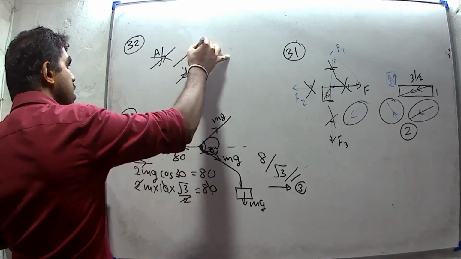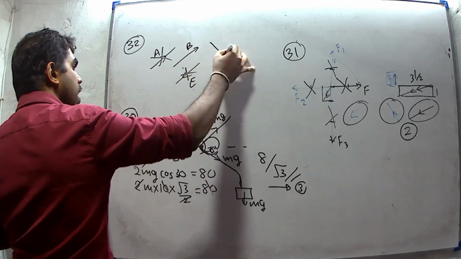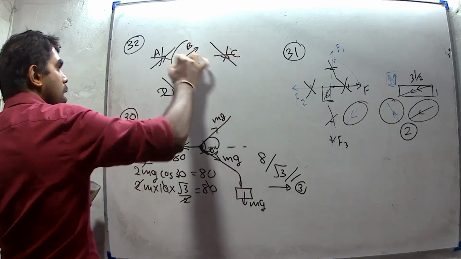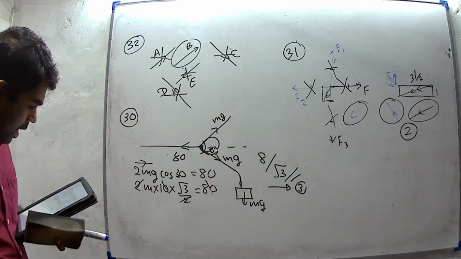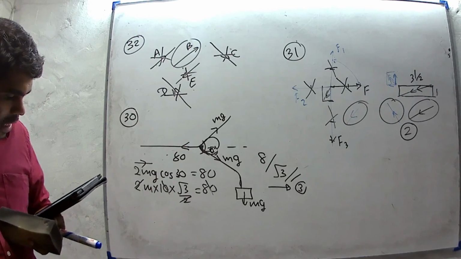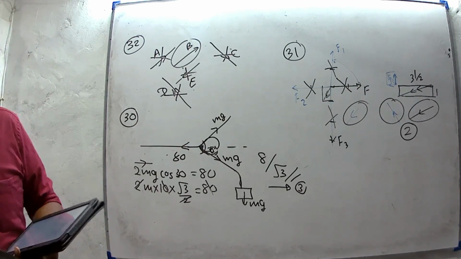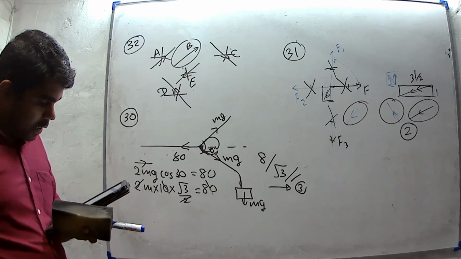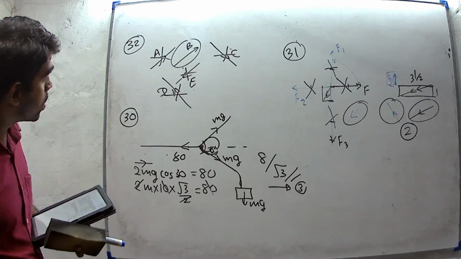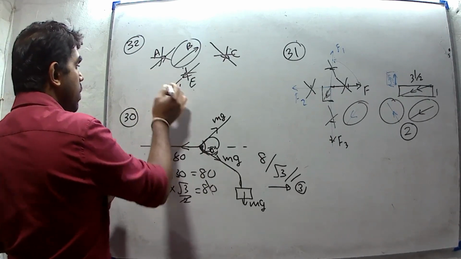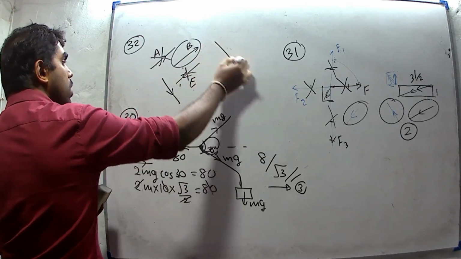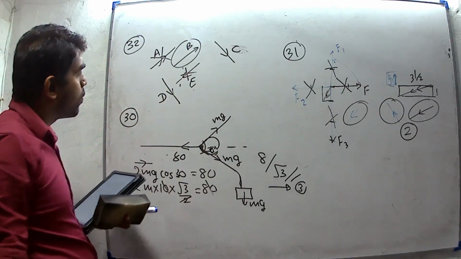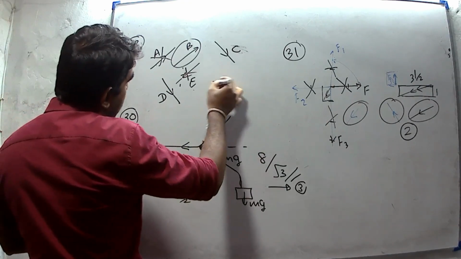B is in this direction, C this direction, D this direction. And we can cancel out D and C. Now B is the correct diagram. The direction of B is representing, we can cancel out A and E. D and C are in the same direction. We can't cancel out D and C. Therefore, the resultant should be like this.